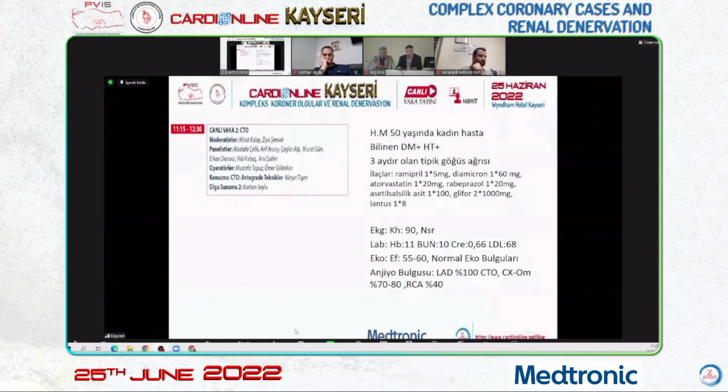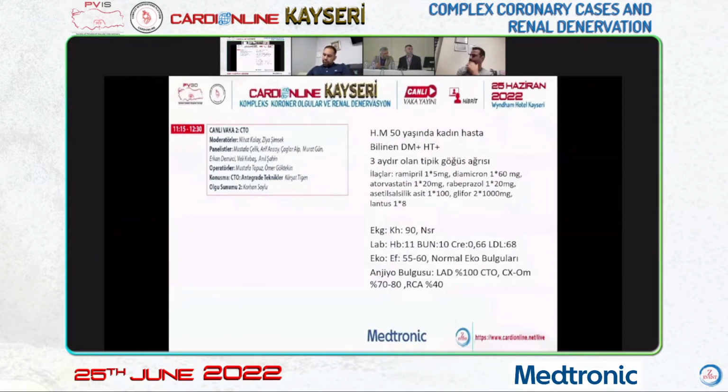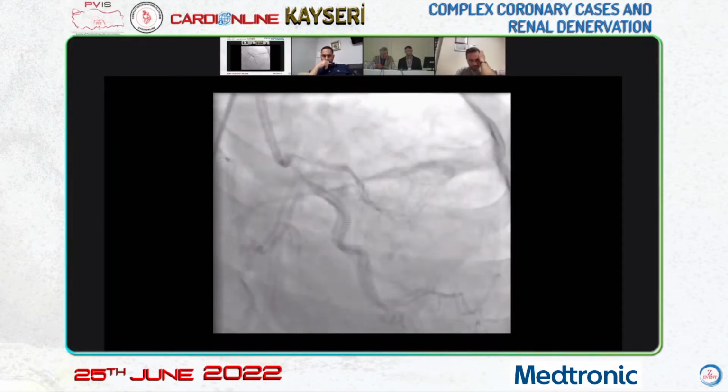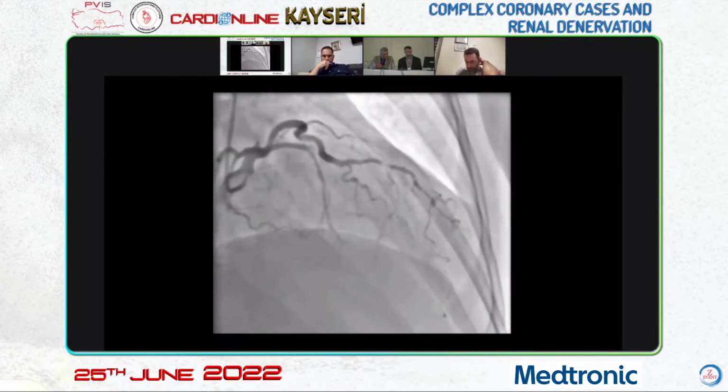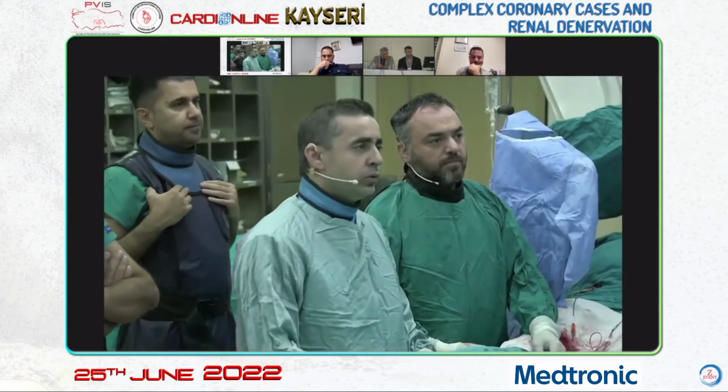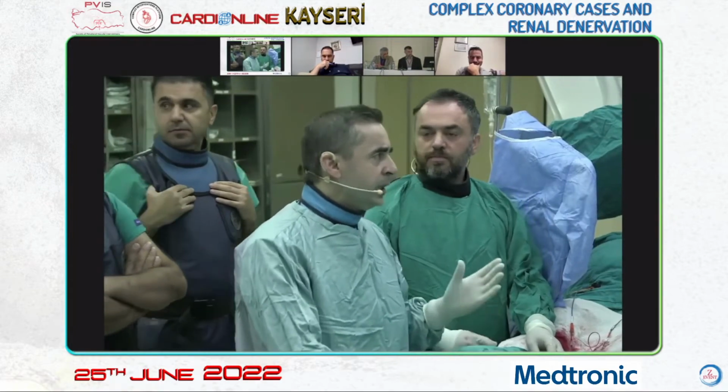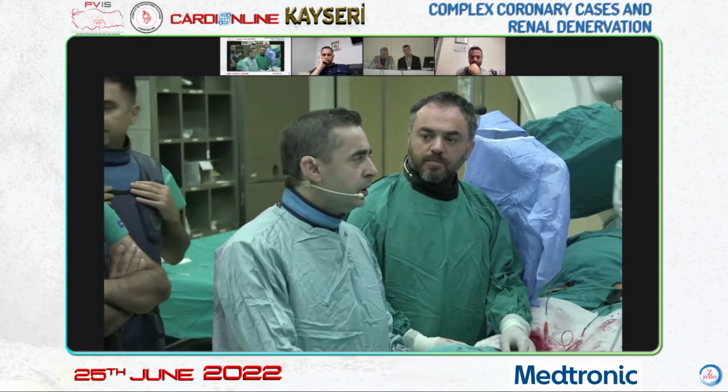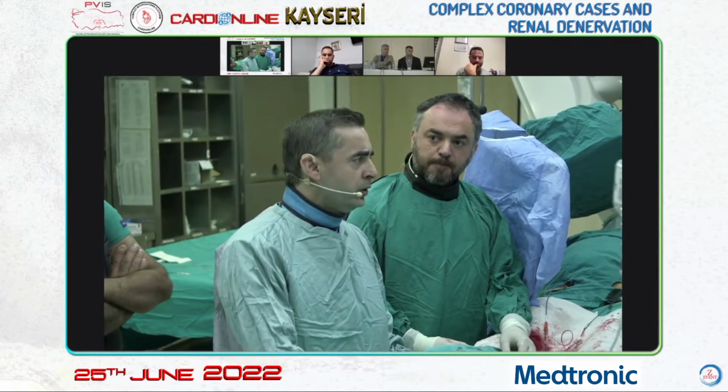Let's have the case. A 50-year-old woman with diabetes comes to us with 3 months of typical chest pain. There is no pathology. The echo is 55 to 60. You made the angio. The LAD is 100%, chronic total occlusion, and it seeks almost 70 to 80%. The CA is 40%. This is an angio from another place. There was a failed attempt, and the native angiogram hasn't been made there.